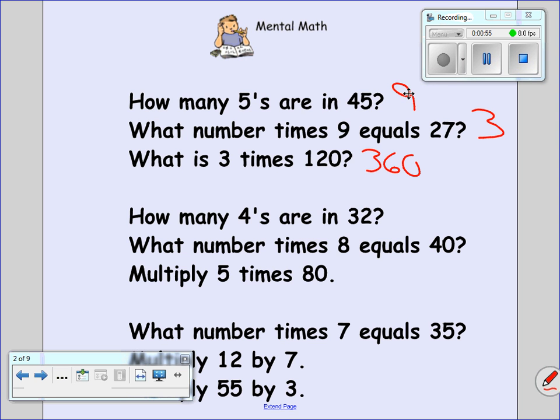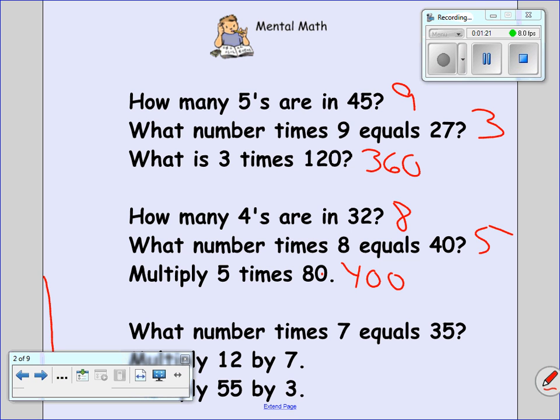How many 4s are in 32? There are 8 4s in 32 because it's like your basic facts, right? 4 times 8 equals 32. What number times 8 equals 40? 8 times 5. Multiply 5 times 80. Well, 5 times 8 is 40. Then I better count this 0, so I have 400.